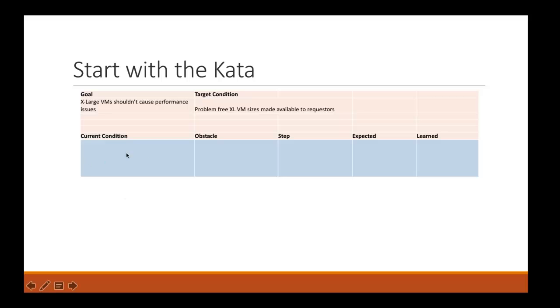And so we start very simply. Again, this kata is about building that muscle memory of the mind. We start with, what's our current condition? What do we see around us? What are we experiencing? What obstacle is going to prevent us from getting to this target condition? What step are we going to take to get around, to get through that obstacle? What do we expect to happen, and what do we learn? So this is a way to record that journey and iterate. We can have many, many lines here. This is just one line of iterations. And so my team began that journey.